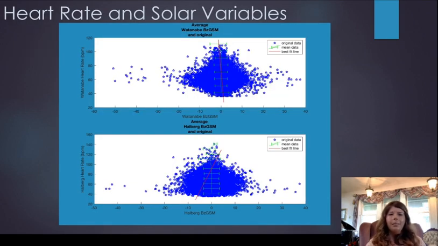We then went ahead and plotted the solar variables against heart rate. Here you can see graphs similar to those previously mentioned. Again, they all contain a scatter plot of the original data, a line of the average data, and a line of best fit. On screen again is BZ-GSM. As you can see, the original data still doesn't seem to have much of a linear shape.